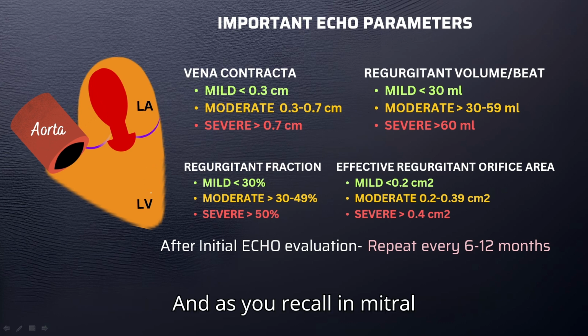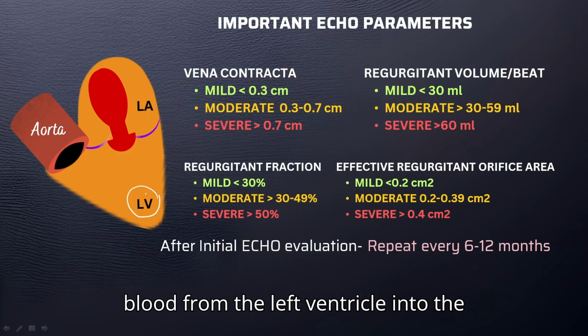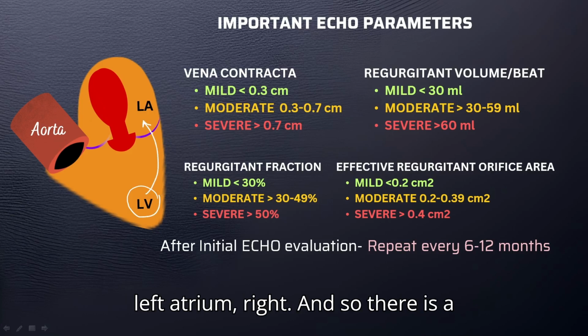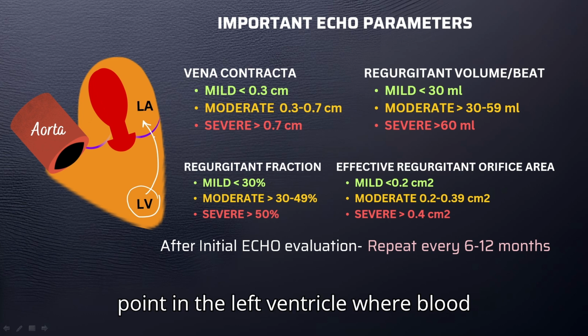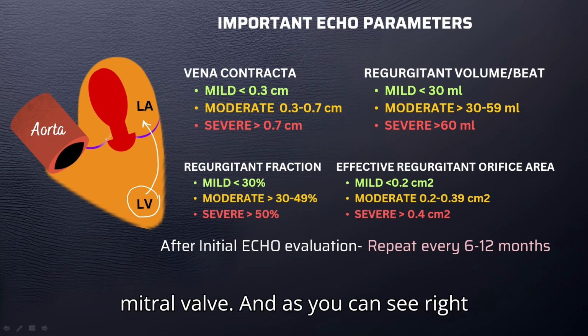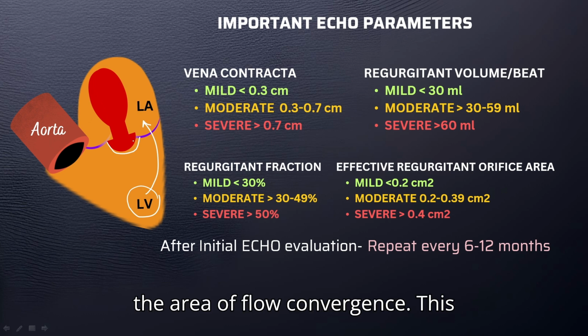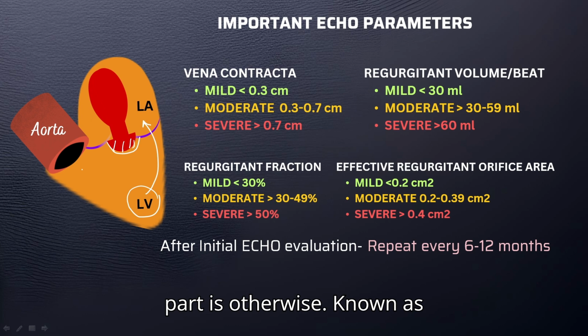Now, here we are looking at some very important echocardiographic parameters. And as you recall, in mitral regurgitation, there is a backflow of blood from the left ventricle into the left atrium, right? And so there is a point in the left ventricle where blood flow converges before entering the mitral valve. And as you can see right there, this part is going to be called the area of flow convergence. This part is otherwise known as the proximal isovelocity surface area.